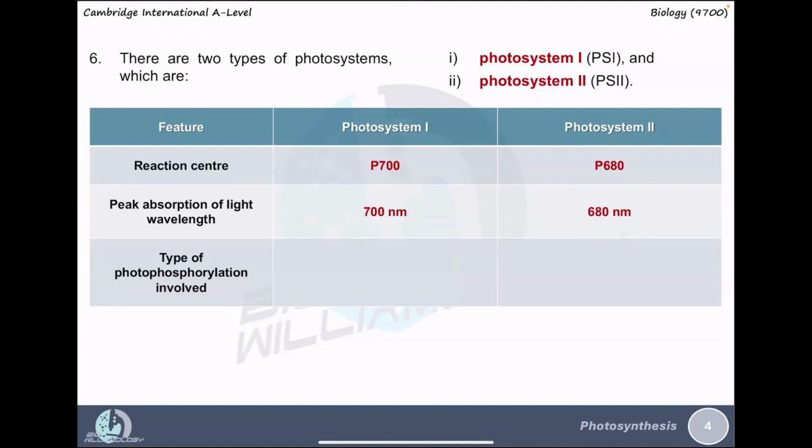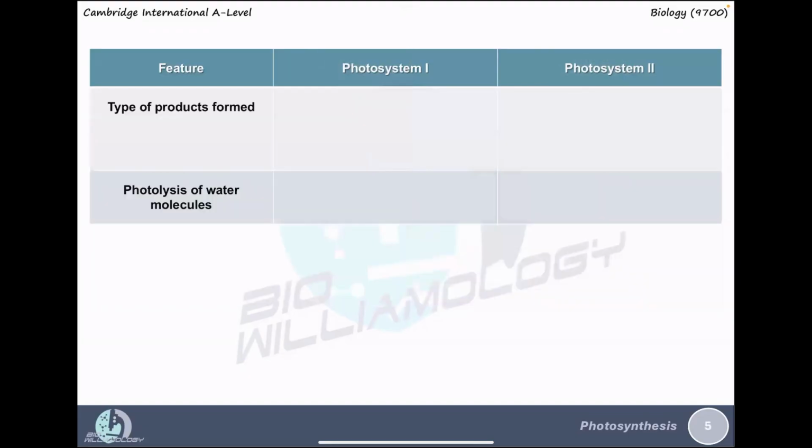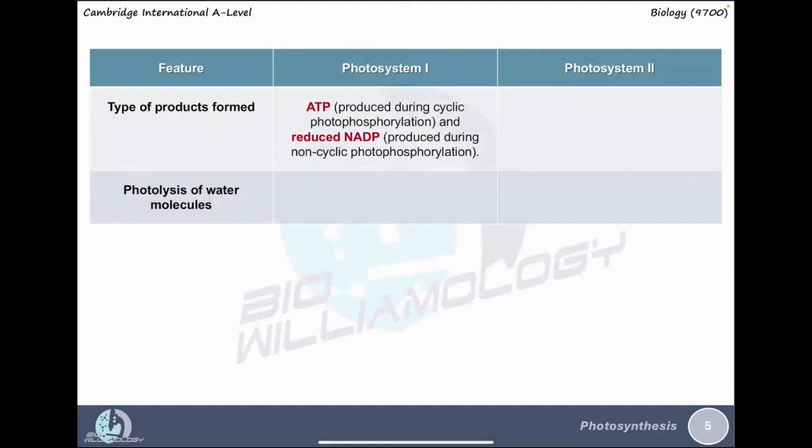The type of photophosphorylation involved for photosystem 1 will be both cyclic and non-cyclic photophosphorylation. Photosystem 2 is only involved in non-cyclic photophosphorylation. What are the products formed in photosystem 1? ATP and reduced NADP. Photosystem 2, only ATP.